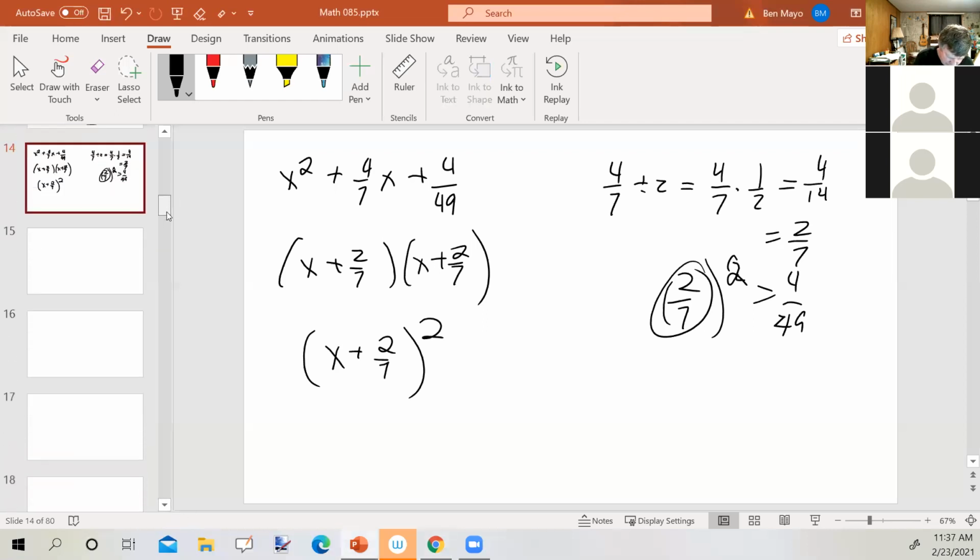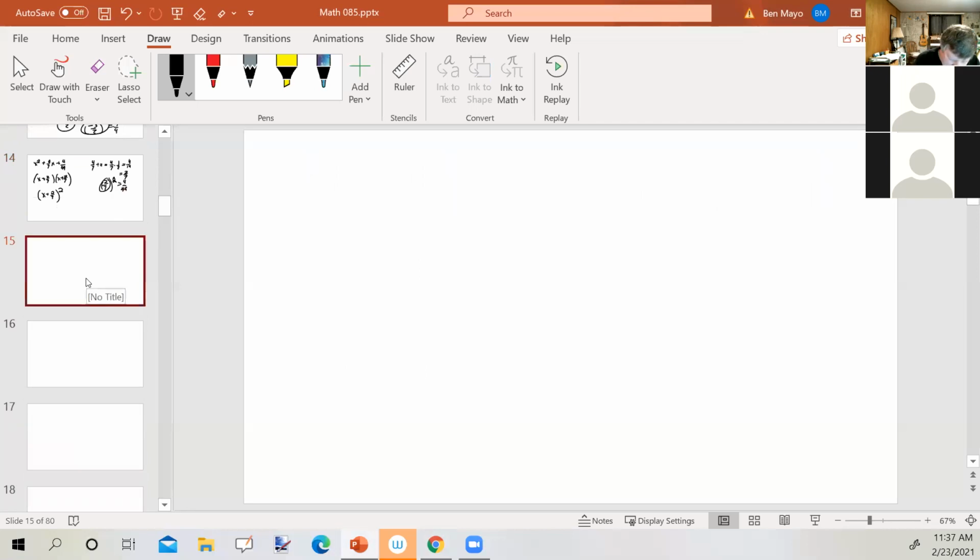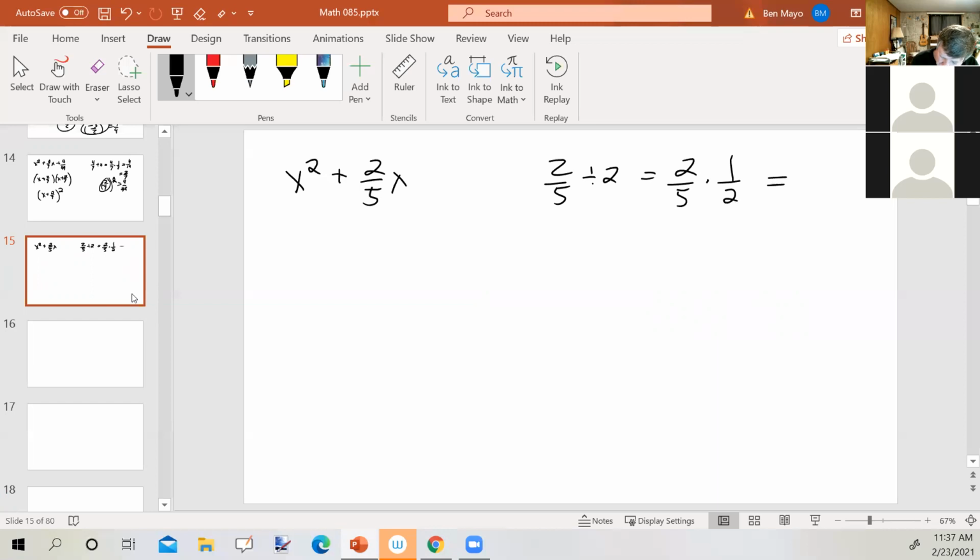Let's look. This one says complete the square and factor the resulting perfect square trinomial. We've got x squared plus 2/5 x. So we're going to do the same thing we did before. We're going to take the coefficient of x and divide it by 2, which is like multiplying it by the reciprocal, which is 2/10 or 1/5. We're going to take 1/5 and square it and get 1/25 and add that.